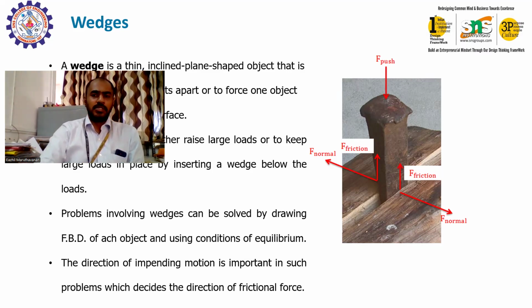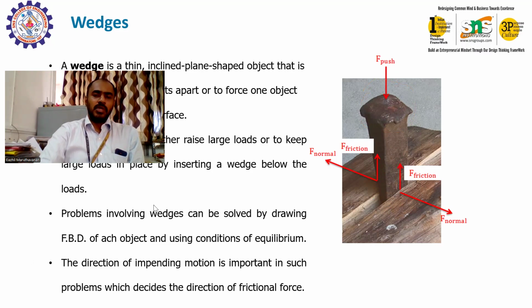Here, the chisel is used to split the wooden block into two pieces. A force is applied on the upper surface of the chisel. If you apply a force over here, it will split this block into two parts. The direction of the applied force is downward, therefore the frictional force will act in the upward direction. The normal reaction will always be perpendicular to the contact surface of any object.